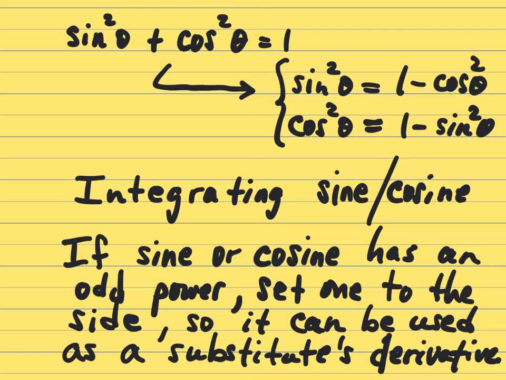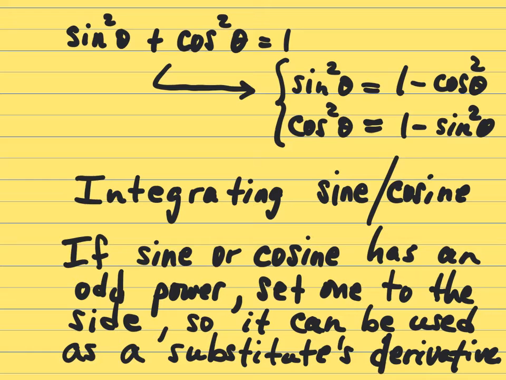If you were to manipulate this by subtracting either sine squared or cosine squared on both sides, you would still get a legitimate Pythagorean identity, just in a different form. Some of the integrals in this section, we're going to have to use a variation of that original Pythagorean identity. So when you're integrating sine and cosine integrals, and you'll usually have one of each with multiple powers, if sine or cosine, and it doesn't matter which one, has an odd power, just set one to the side and it can be used as your derivative substitute.